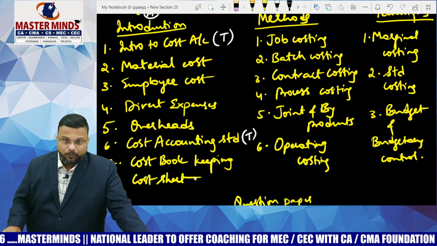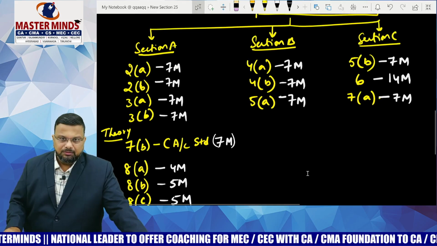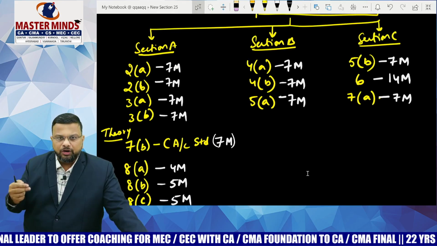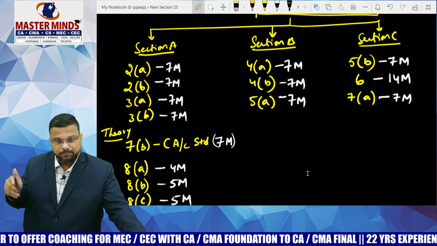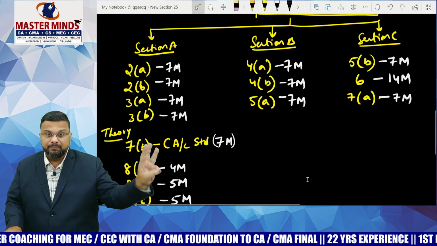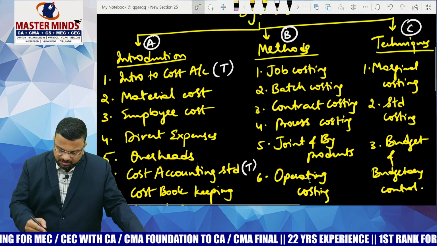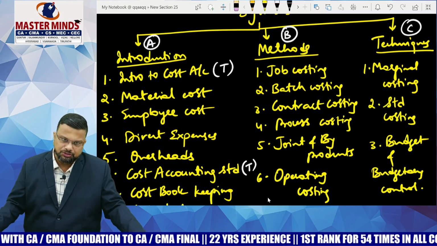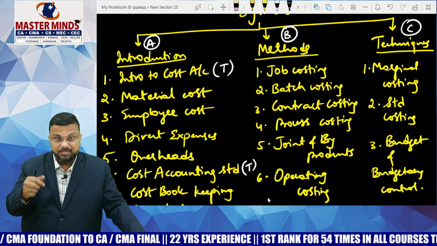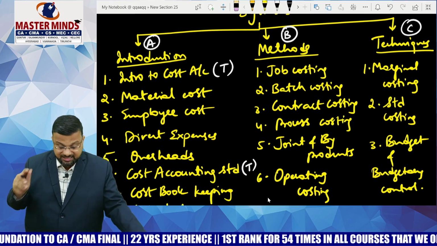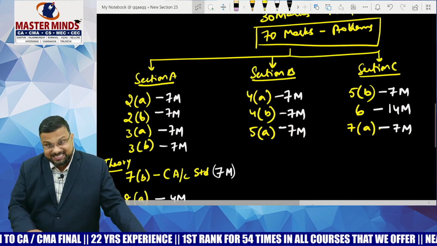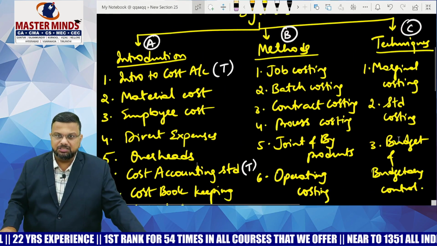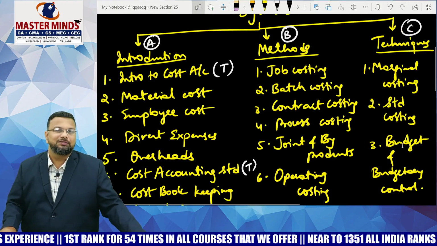Okay, right. From 4A onwards, that is 4A, 4B and 5A are given from section B, nothing but methods. That means 3 questions will be given from methods. These 3 questions will be covered from these 6 chapters: job costing, batch costing, contract costing, process costing, joint and byproducts, and operating costing. And next, 5B, 6 and 7A will be given from section C, that is techniques, from these 3 chapters: marginal costing, standard costing, budget and budgetary control, right?